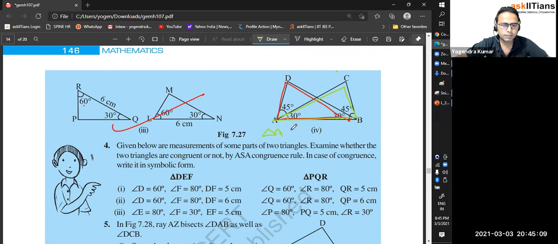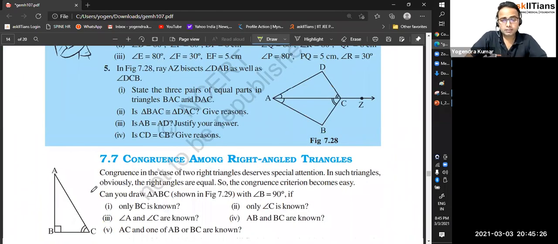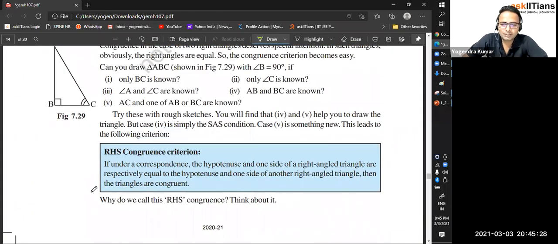Triangle ADB is congruent to triangle CBA, right? This is what it is. I hope you're getting it. Try and understand other examples also. You will understand. I'm sure about that.